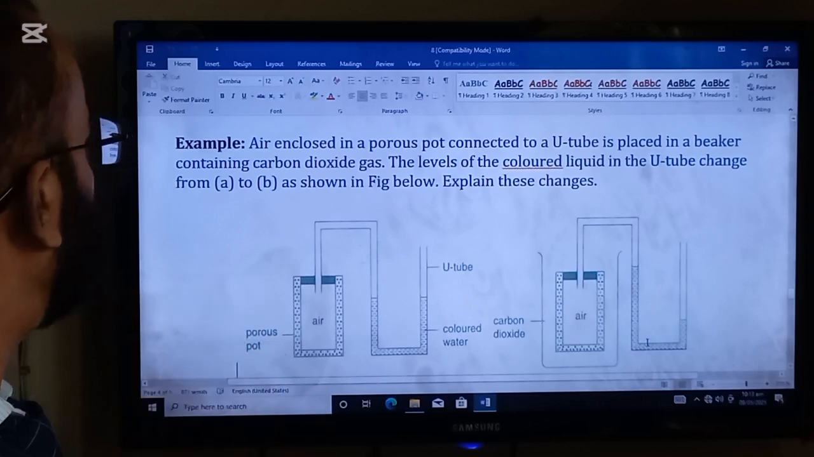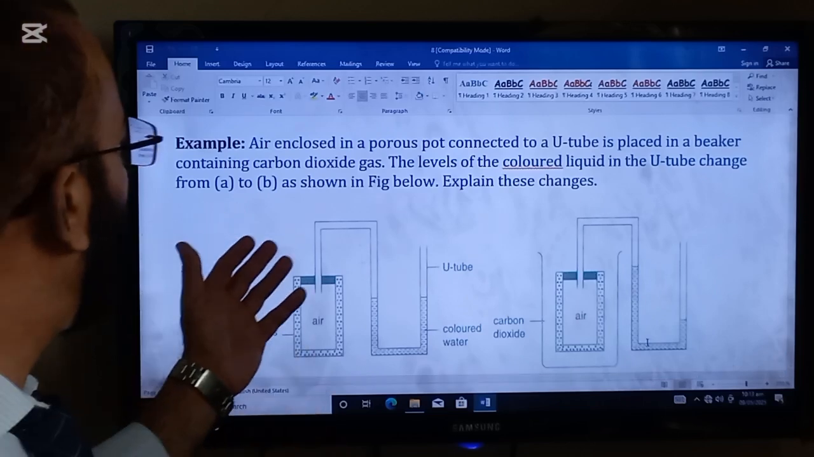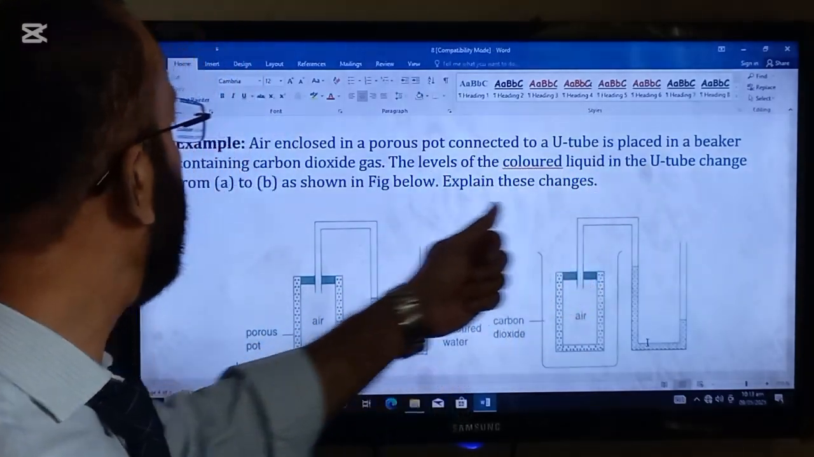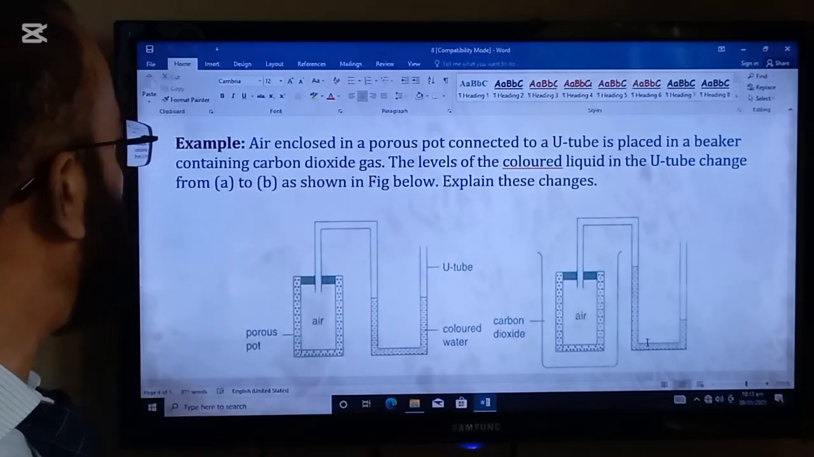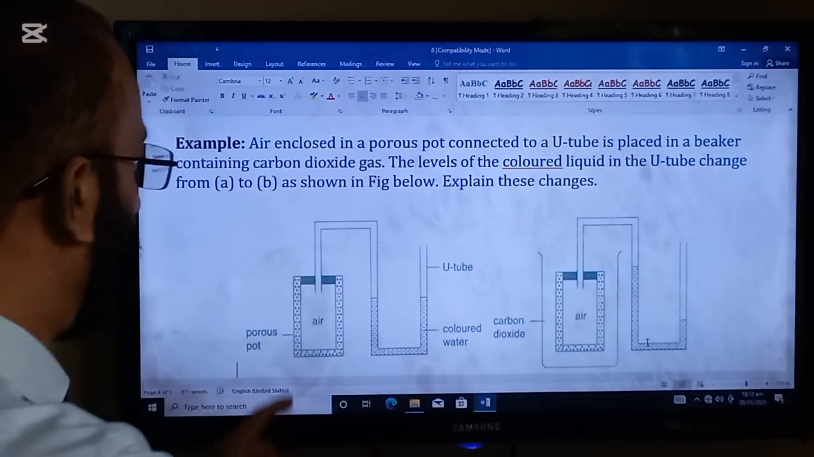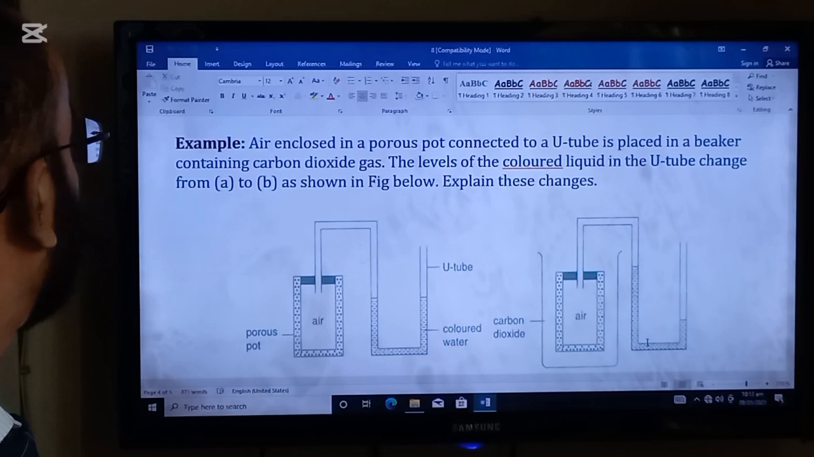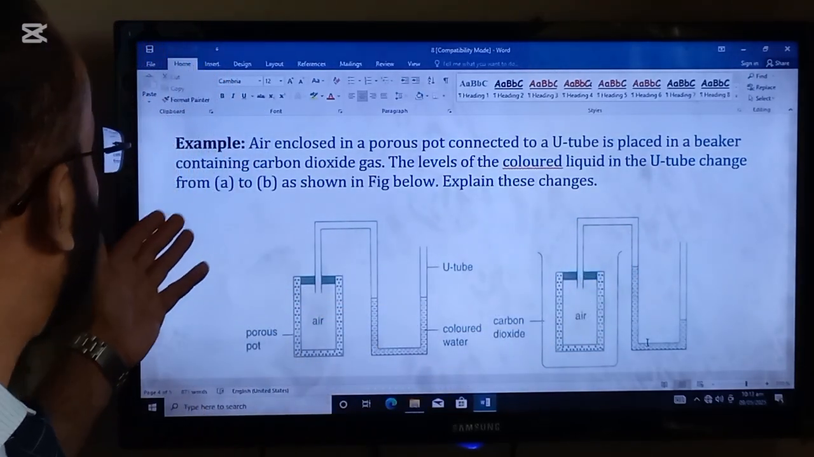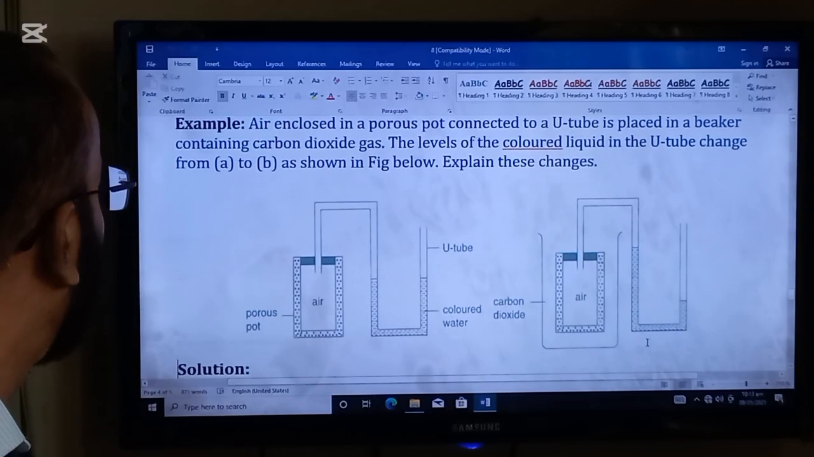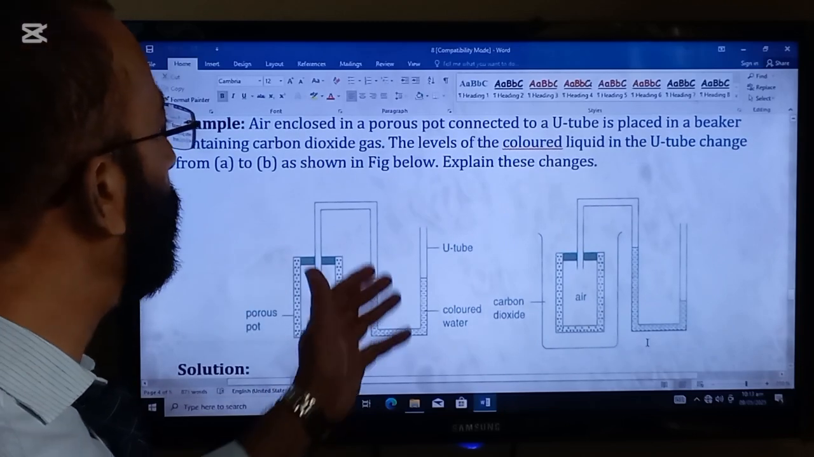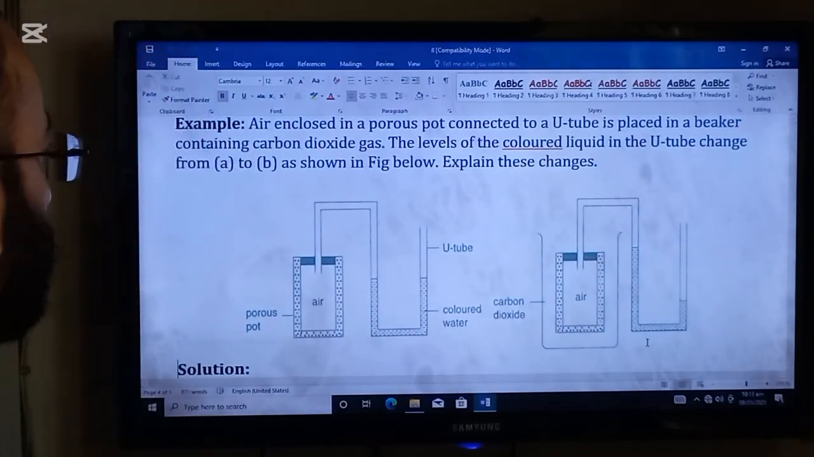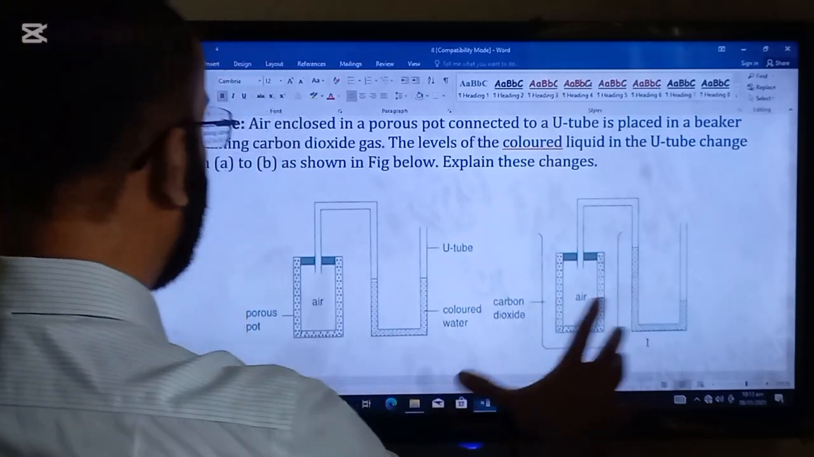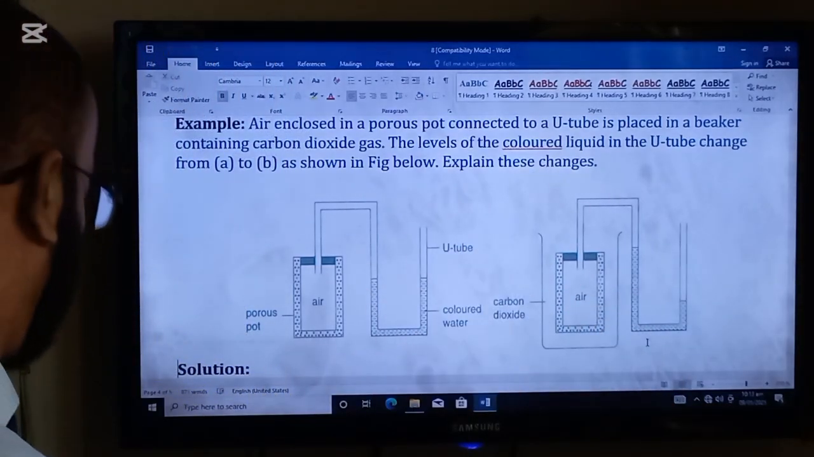Here is an example. Air enclosed in a porous pot connected to a U-tube is placed in a beaker containing carbon dioxide. So here is the apparatus. The levels of the colored liquid in the U-tube change from A to B, as shown in the figure below. Explain the changes. So the level of the colored liquid in the U-tube is changed. So the requirement is to explain the changes.